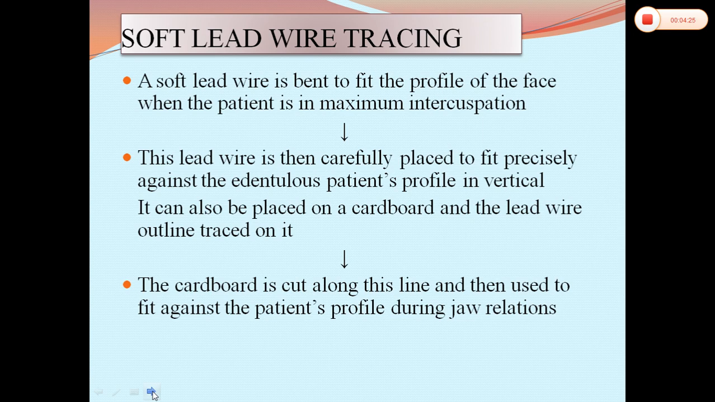Soft lead wire tracing. A soft lead wire is bent to fit the profile of the face when the patient is in maximum intercuspation. This lead wire is then carefully placed to fit precisely against the edentulous patient's profile in the vertical. It can also be placed on a cardboard and the lead wire outline traced on it. The cardboard is cut along this line and then used to fit against the patient's profile during the jaw relation.